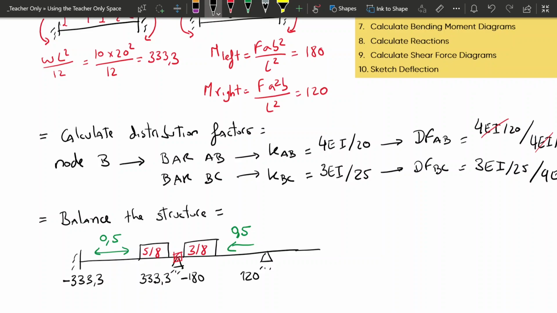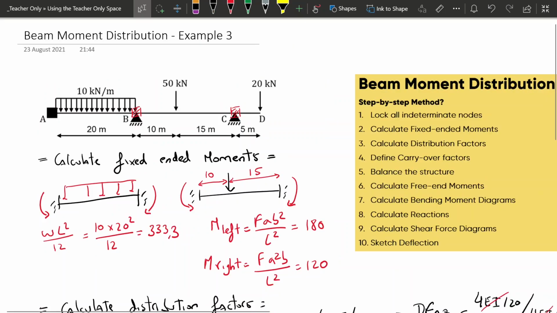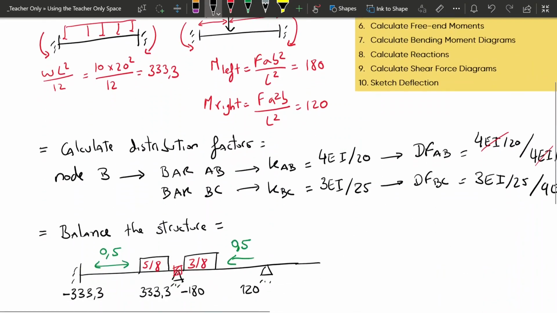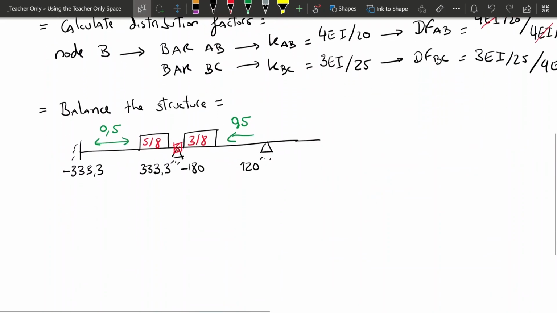Now, what's the secret for this problem in particular? We have a part of the structure that is cantilevered. So we know that the moment at C has to be 20 times 5, so the moment at C has to be 100, and we know that from the get-go. If we have 120 and we want to make it equal to 100, we have to subtract 20. And here we get our final moment, the one we need for that specific node C.